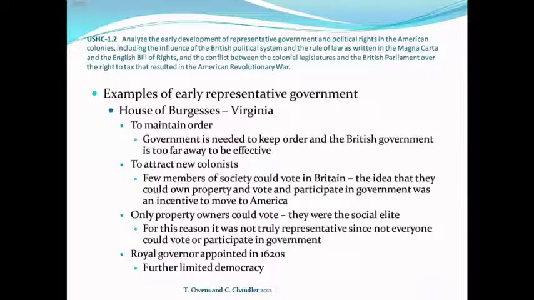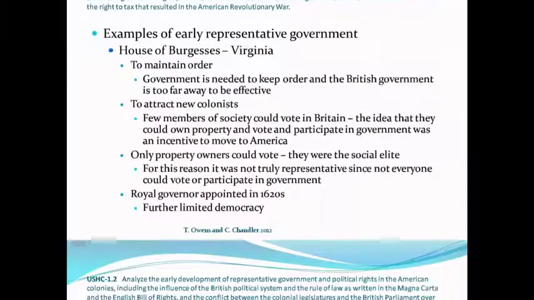It also helped get people to come over to the New World because they knew they would be able to vote. In Virginia, the House of Burgesses was the representative government, and only property owners could vote, like we said many times before. This is going to be much better than it was in England and allow people to have more democracy, even though it is still very limited democracy.